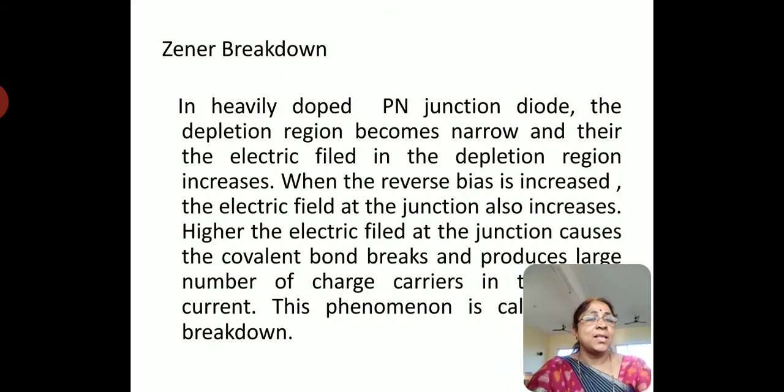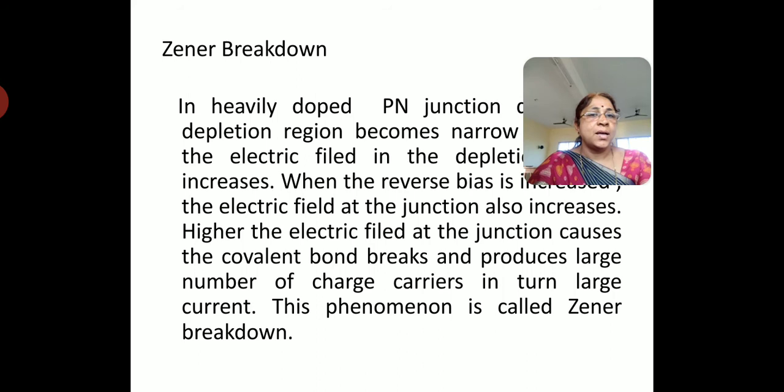Now, let us see the Zener breakdown. In a heavily doped PN junction diode, the depletion region becomes narrow and the electric field in the depletion region increases when the reverse bias is increased, meaning it will take some more voltage to cross the barrier. When the reverse bias is increased, the electric field at the junction also increases. A higher electric field at the junction causes the covalent bonds to break and produces a large number of charge carriers.